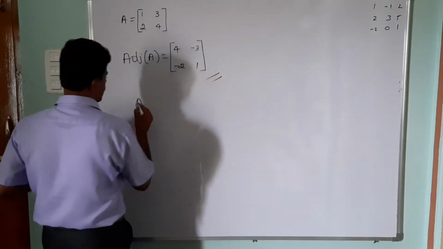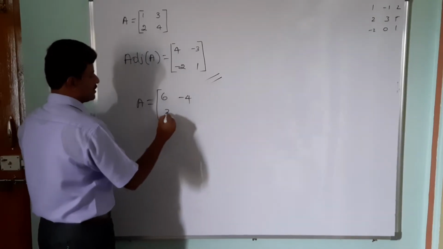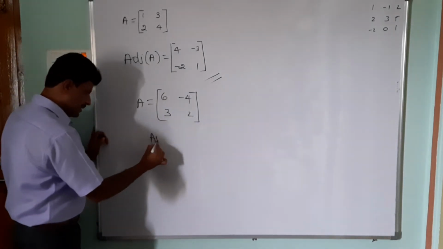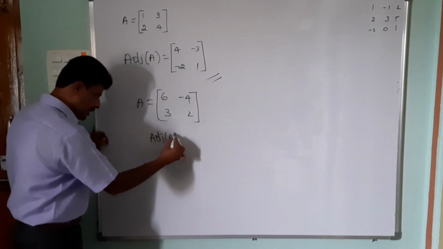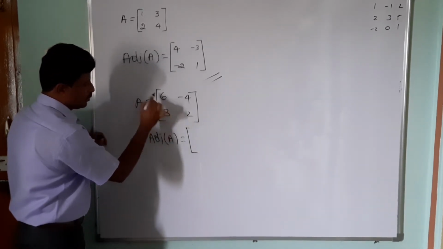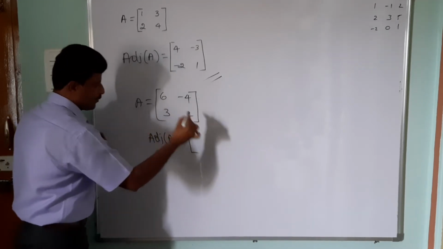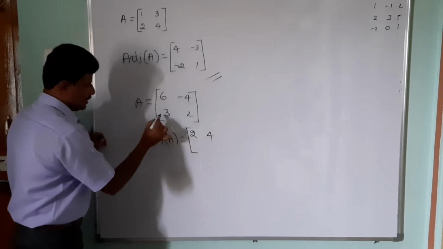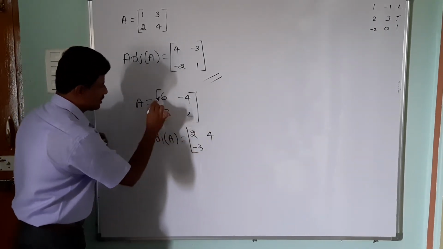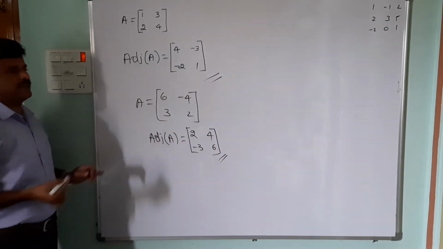Take A is equal to 6 minus 4 3 2. The adjoint of A is equal to: the principal diagonals change, so 6 goes here and 2 comes here. This is the secondary diagonal: minus 4 becomes plus 4, and plus 3 becomes minus 3. This is the adjoint of A.